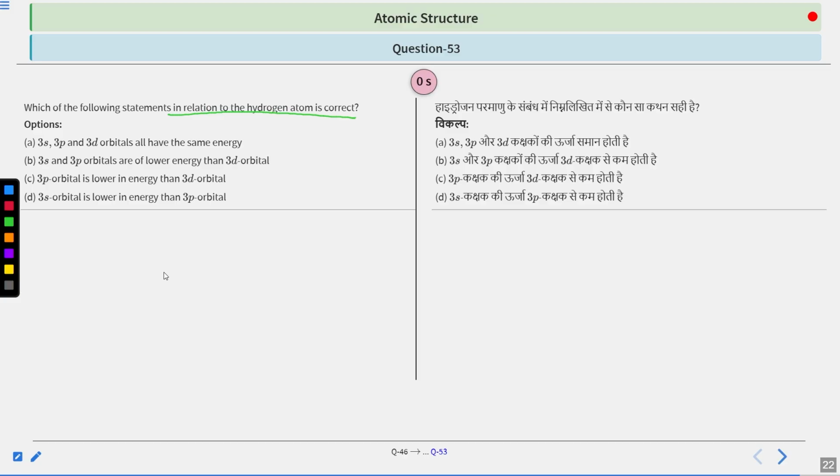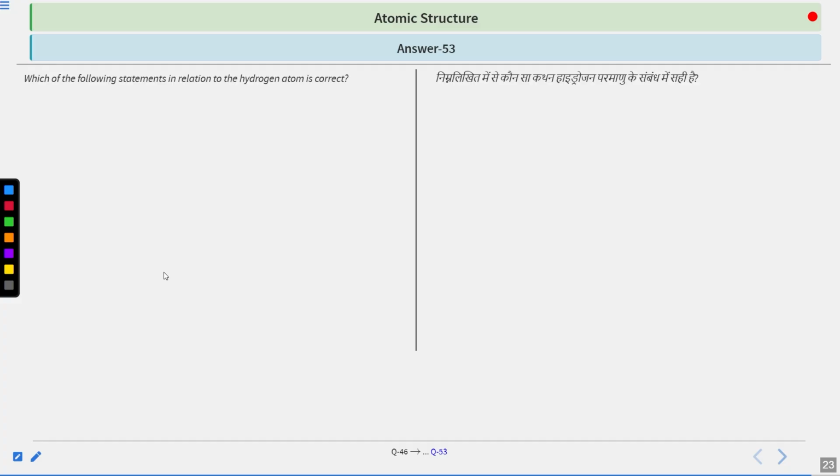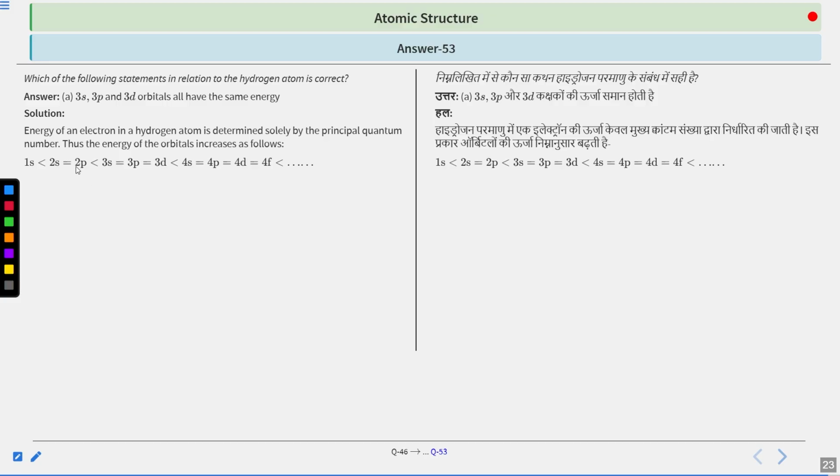Okay, now let us see the solution. So what is the question? You have to find the correct statement. The correct statement is that 3s, 3p and 3d all have the same energy in the hydrogen atom. Why? Because there is only one electron, and there is no electron-electron repulsion, so their energy will remain the same. This is a very important point to remember.